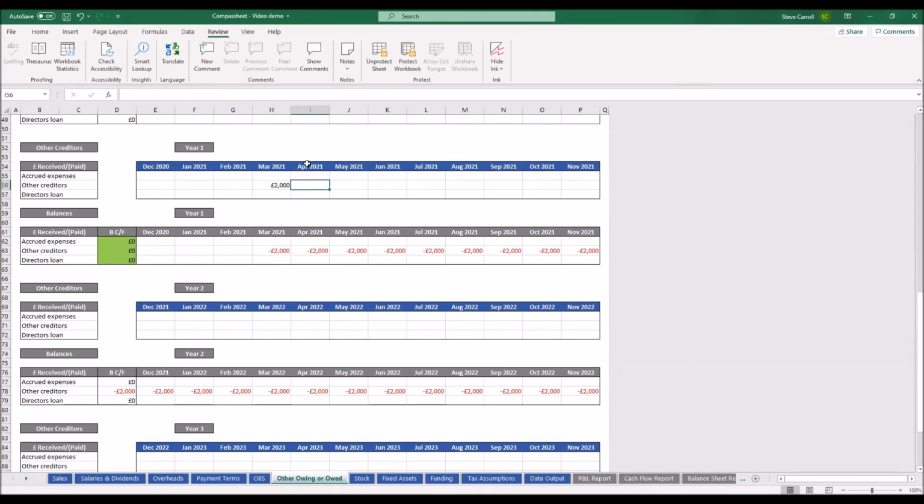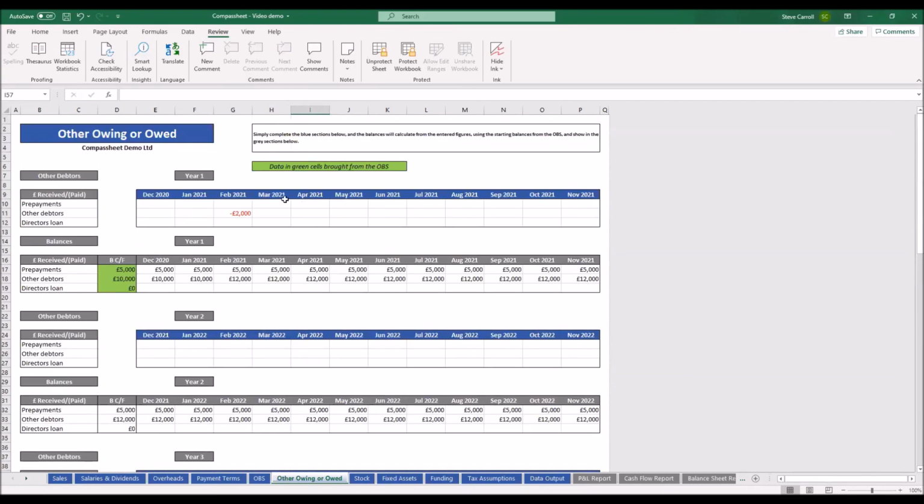So we can put the figures in the top box here, and we can tell where we put the inputs because they've got the blue tabs at the top. That's the cash that's going in and out of the business, and that's where we do the input. The box below for each year is what that cash impact has on the balances owing, and those balances feed through to the balance sheet. So that's the overview of the other owing or owed tab on the model.